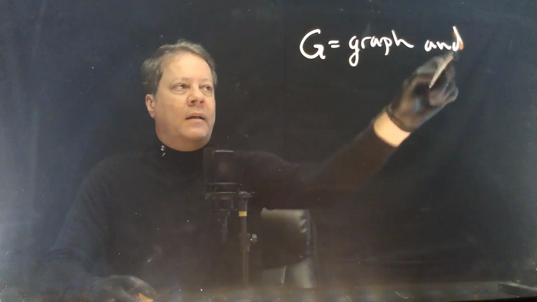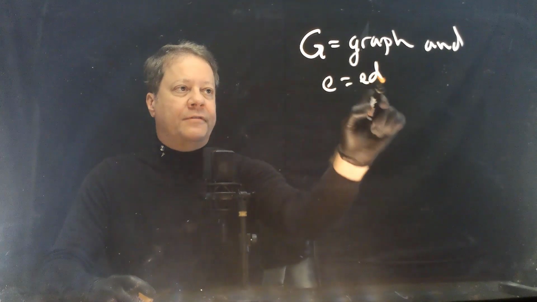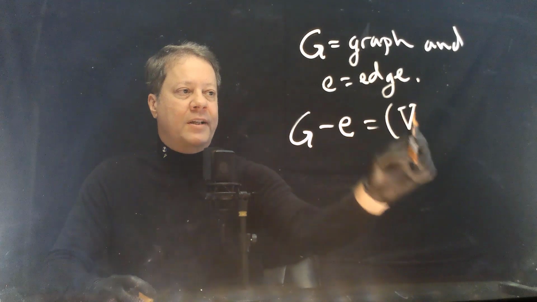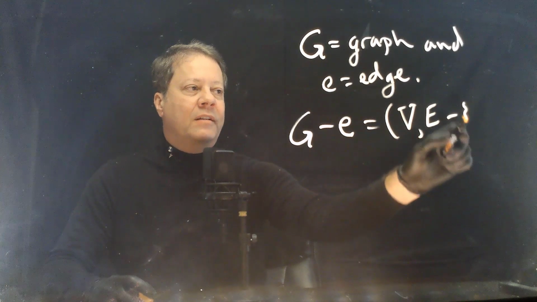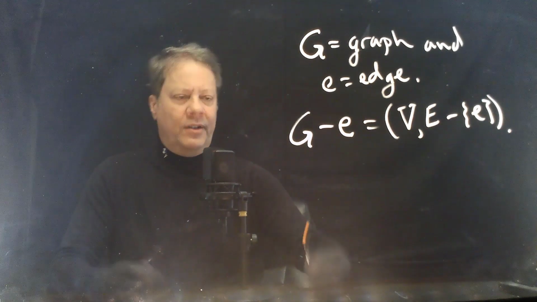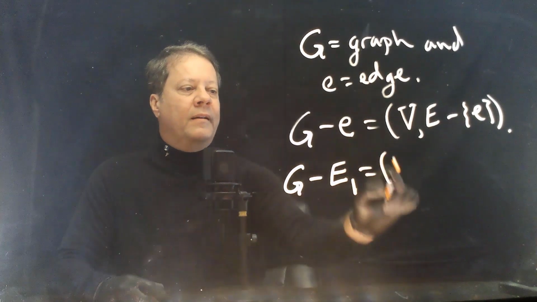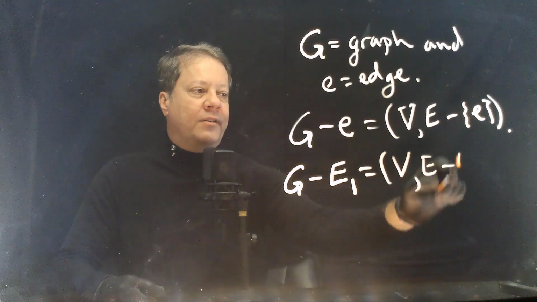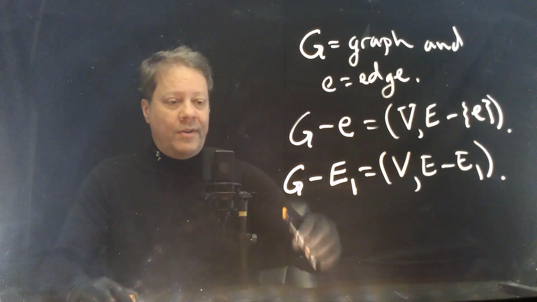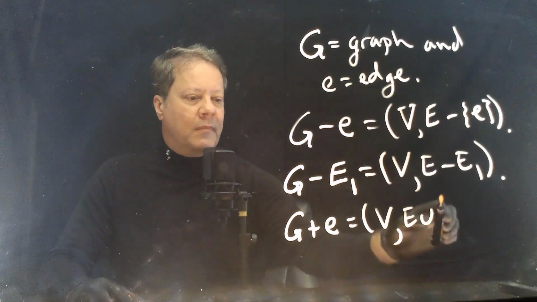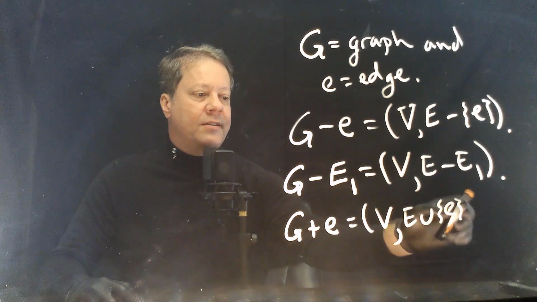It's possible to obtain subgraphs in certain ways. Suppose we have G as a graph, and E is an edge of that graph. We can form G minus E by taking the set of vertices here and the set of edges, but subtracting out that edge. You can do the same thing by subtracting a collection of edges, let's say E1. That's V with E, subtracting out all the edges in E1. You can also throw edges in. You can add to this the edge that contains this new edge here.